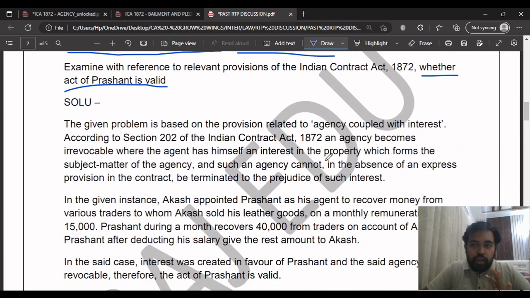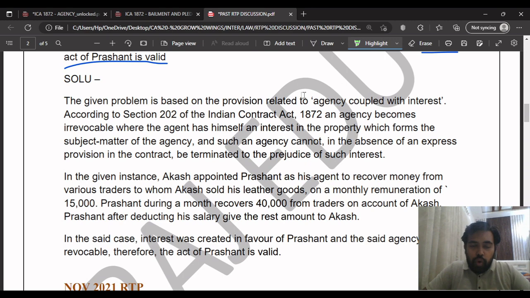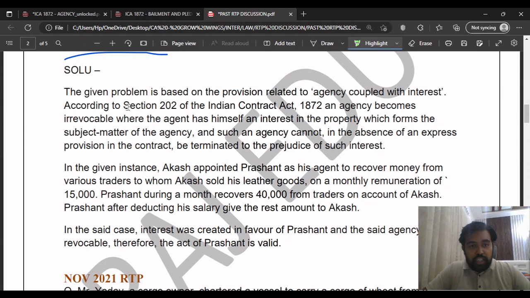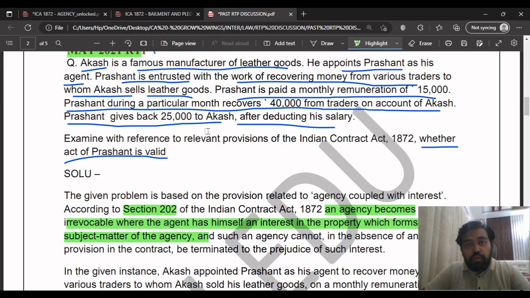Now we will see the solution as per ICAI, what they have written, what you should write in your exams if this question comes. This question is based on section 202 of the Contract Act 1872, where an agency becomes irrevocable where the agent has himself an interest in the property which forms the subject matter of the agency. I have repeated this so many times. This provision, section 202, should be on the tip of your tongue.